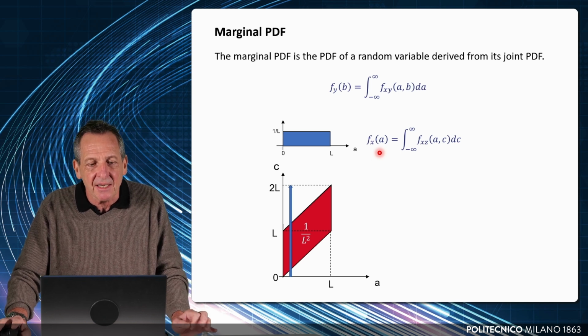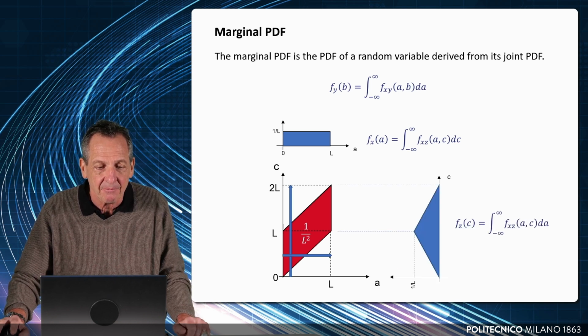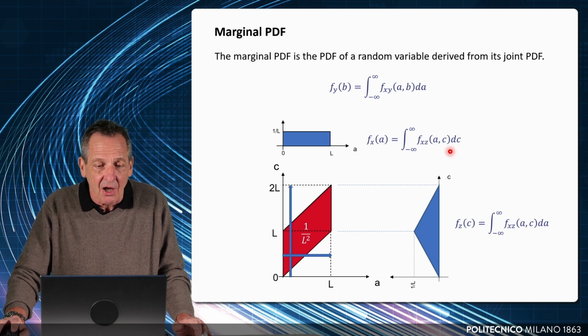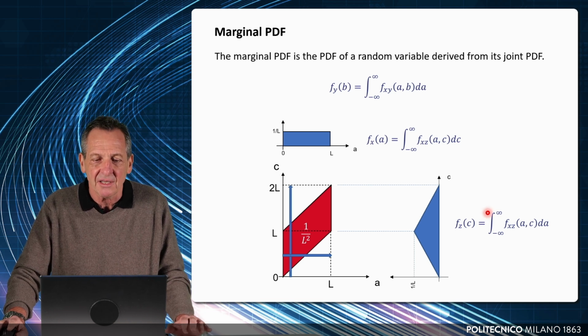Different story for the probability density function of z, because we have to integrate on the other axis. And if we do that here, we see that what we obtain along the c axis is this triangle here. This triangle, because by integrating for c equals 0, you obtain 0. We have nothing here. We have all zeros along the integration axis. In capital L, we have 1 over L, because we have 1 over L squared integrated over L. And again, we have 0 in position c equal to 2L. And this result is quite interesting, because it indicates the probability density function of the sum of two independent variables.